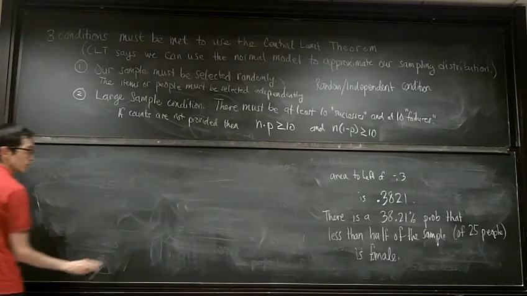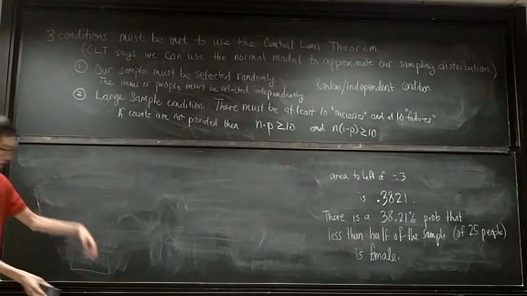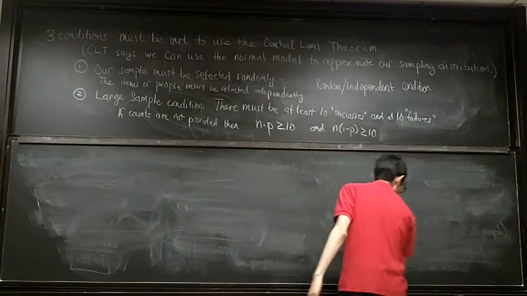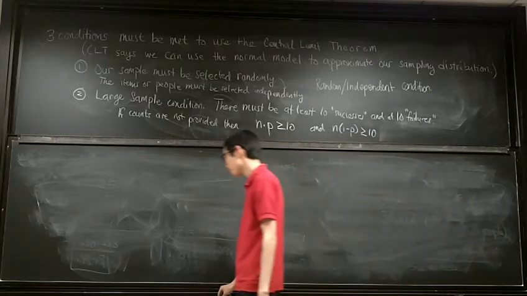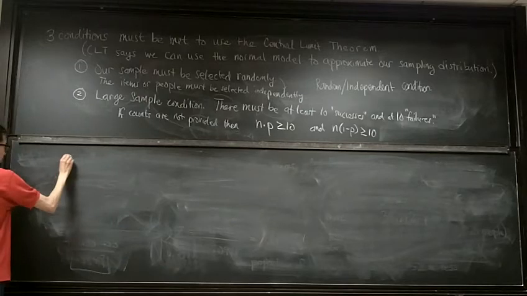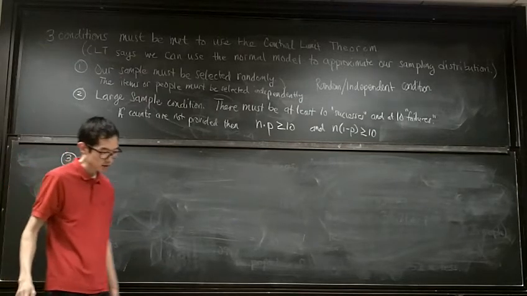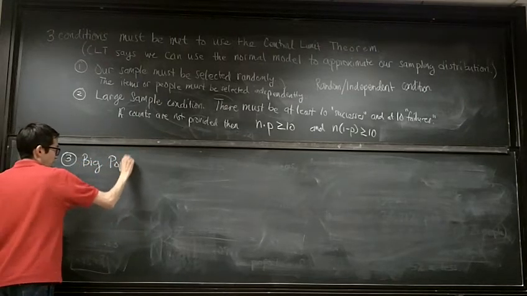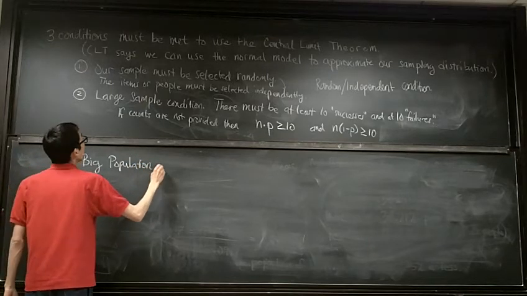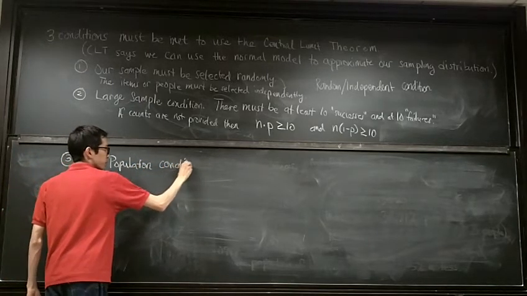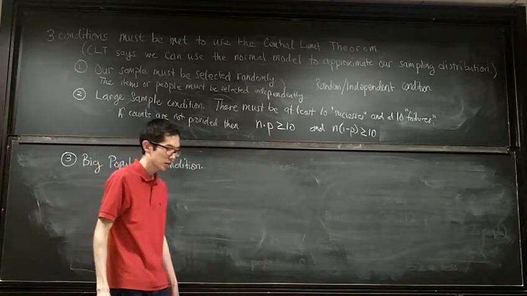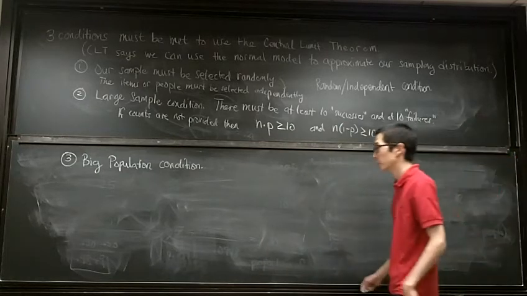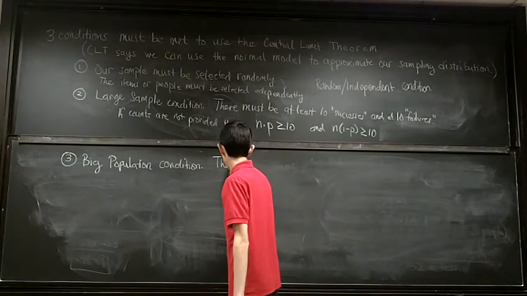So you have to test both of those things. Yes, both must be met. And there's one more condition. There's three conditions, right? The big population condition. Your population should be at least 10 times bigger than the sample.